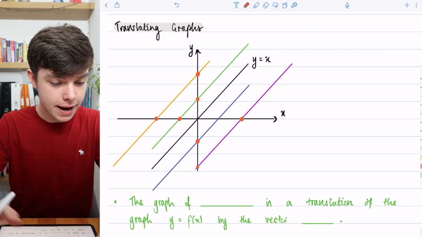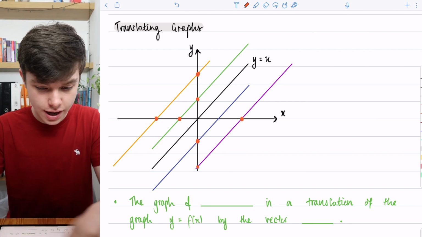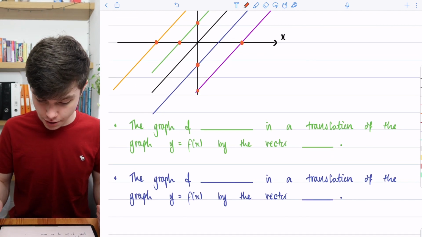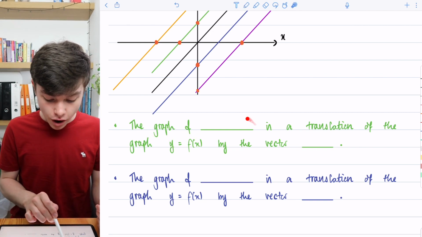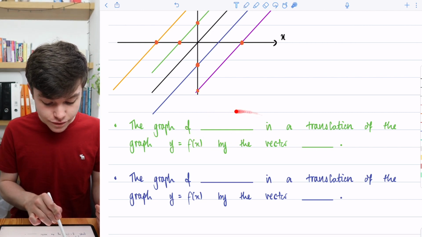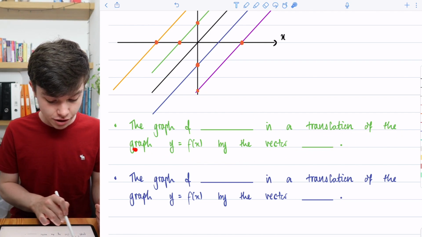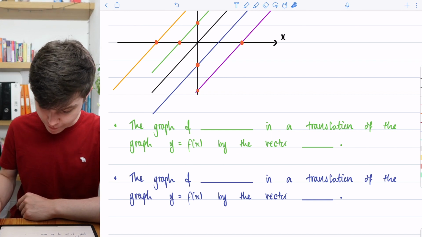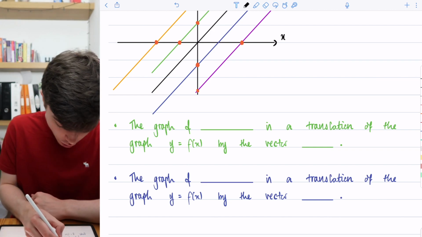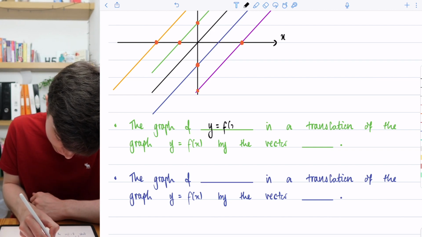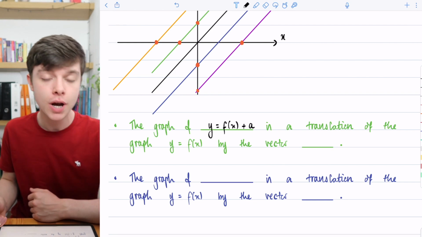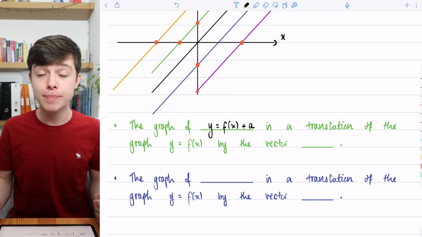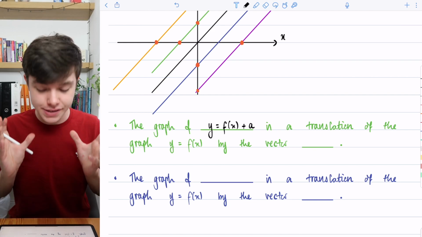So I'm just going to get to the right page in the book, which is there, and let's have a look at different translations. Okay, so we have the graph of, I'll fill that in a minute, that is a translation of the graph y equals f of x by some vector. So let's fill in the information. If we have the graph of y equals f of x plus a, where a is a constant, a is a number, it could be 1, 2, 3, any number, it doesn't even have to be an integer, it's just a number that we add to f of x.